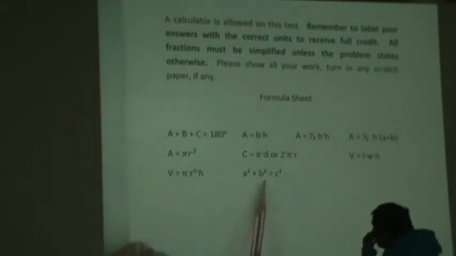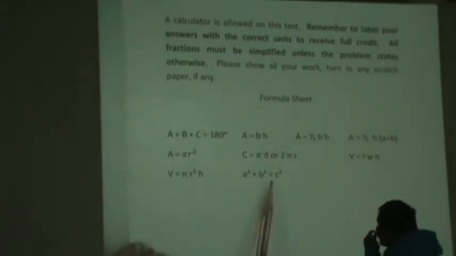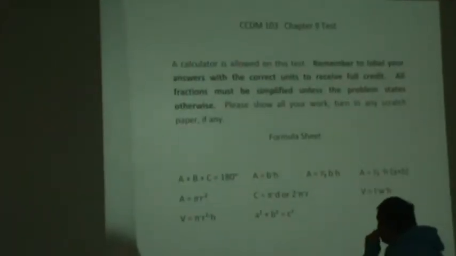There's a cylinder. And here's the Pythagorean theorem: a squared plus b squared equals c squared. Okay? I'll put this back up here when we're using it, okay?